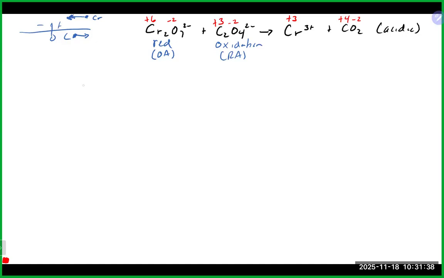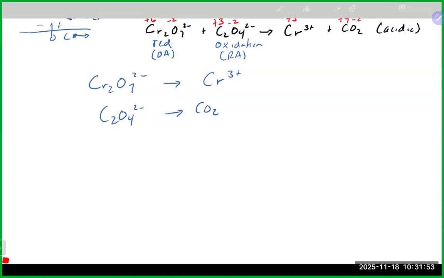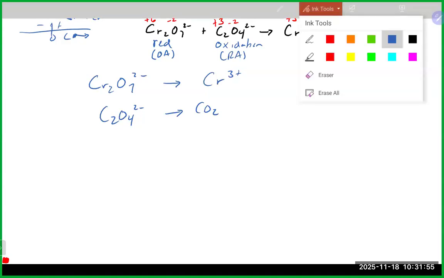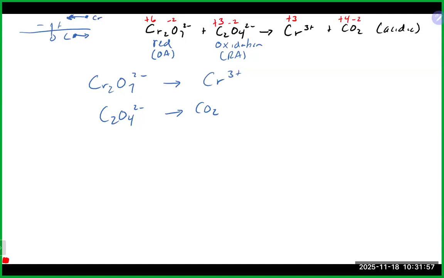All right, so we're ready to balance. We're going to split it off. Chromium with chromium, carbon with carbon. Seems like a good move. And we'll go here. Good. All right, so again, the first thing we're going to do is balance everybody other than oxygen and hydrogen. So we will need a 2 there for the chromium, and we will also need a 2 there for the carbon. That gives us those guys.